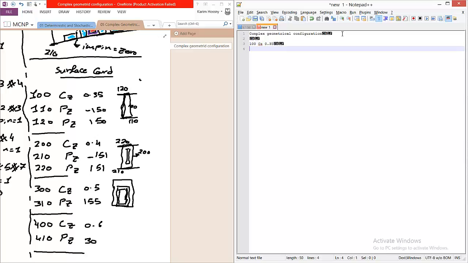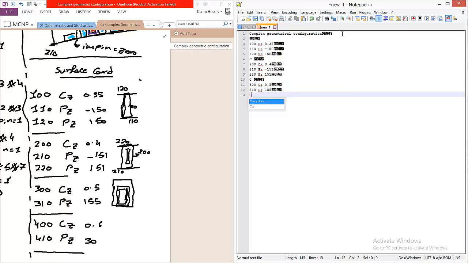110, CZ 0.35. 110, PZ negative 150. 120, PZ 150. 100, CZ 0.4. 210, PZ negative 151. 220, PZ 151. 300, CZ 0.5. 310, PZ 155. 400, CZ 0.6. 410, PZ 30.